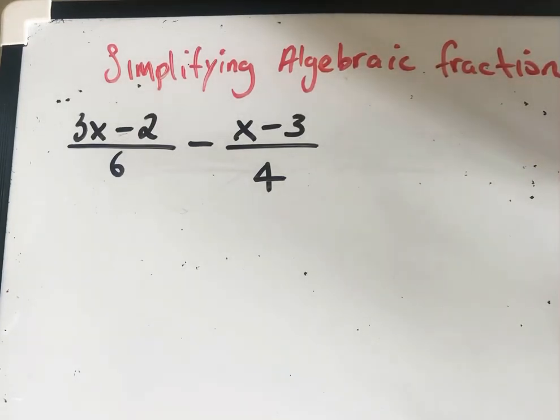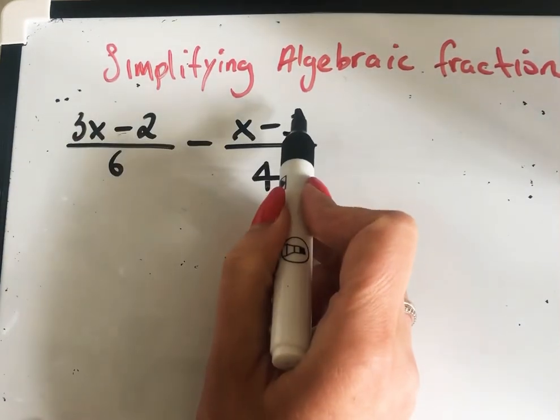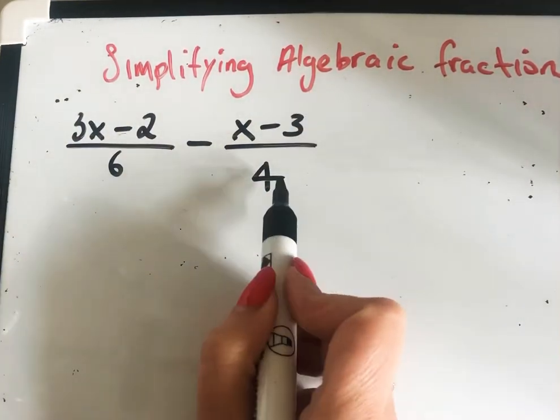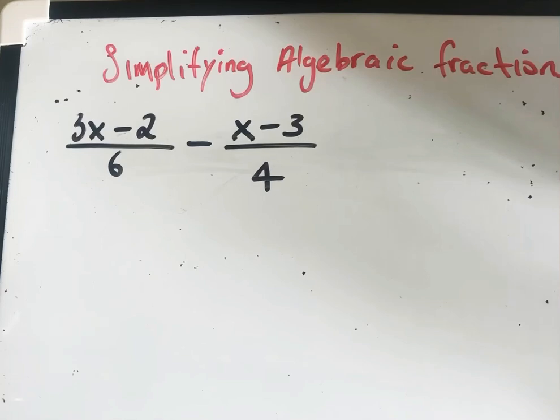In these examples, we'll be focusing on simplifying algebraic fractions. First of all, it's important to note that these up here are our numerators and these numbers down here are our denominators. And when you're subtracting or adding a fraction, it's very important that we get the same denominator.